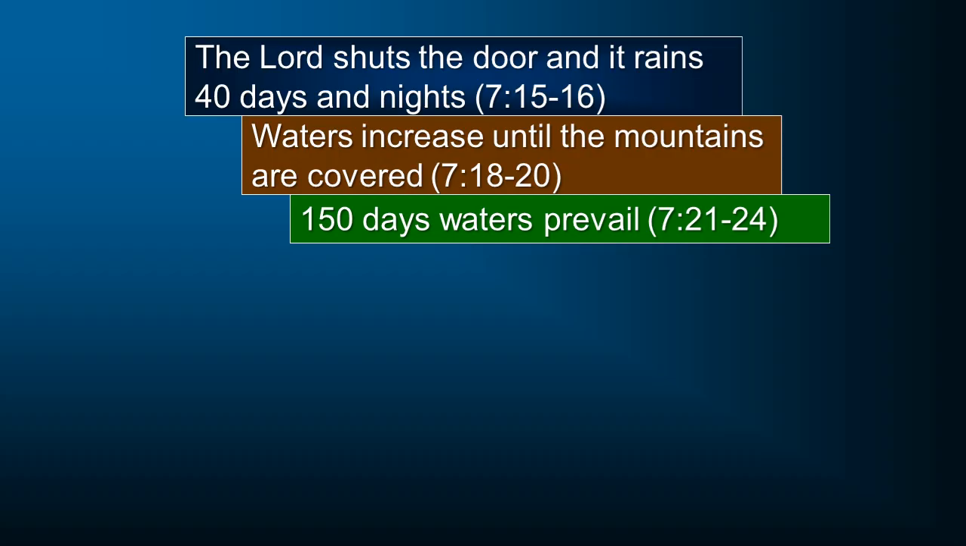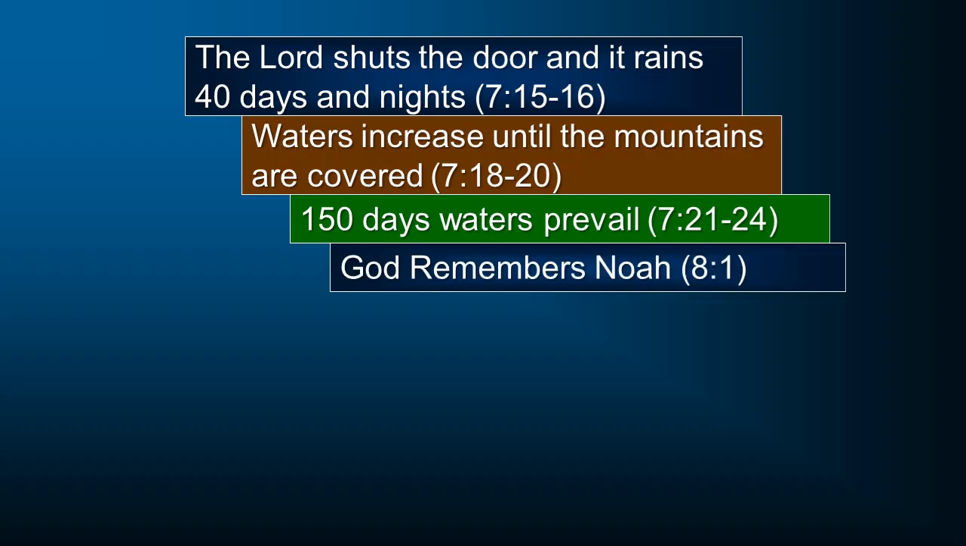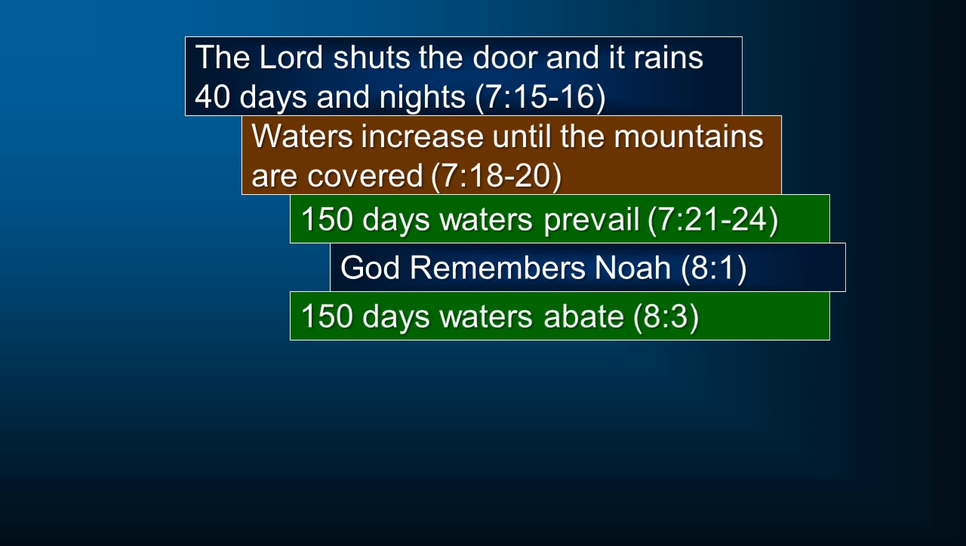The pivotal point in the whole story is in chapter 8, verse 1. It says, "And God remembered Noah." It's not that he'd been forgotten, but God's now going to turn it back. Instead of being a flood now, he's going to reduce that. So he remembers Noah. In chapter 8, verse 3, the waters, for another 150 days, now begin to abate, and they're going down for 150 days. So 150 plus 150 plus 40. Think about that. We're already at 340 days. We're almost a year already, and we're not done yet.